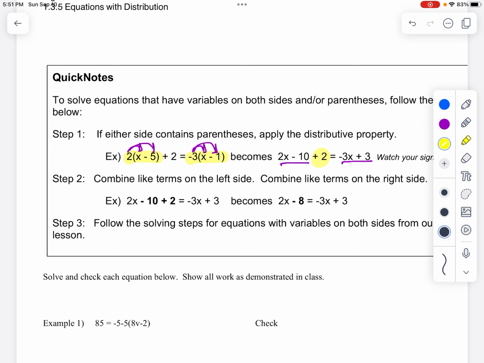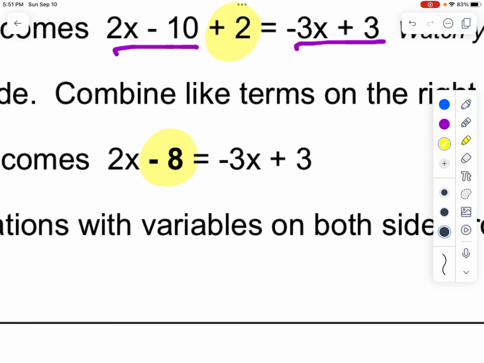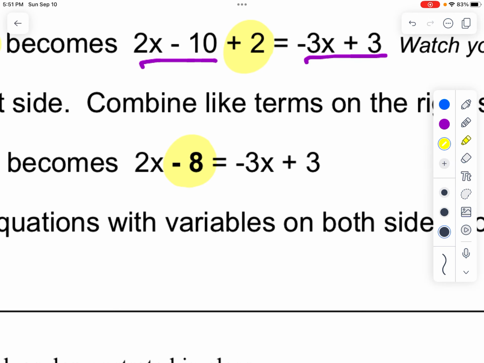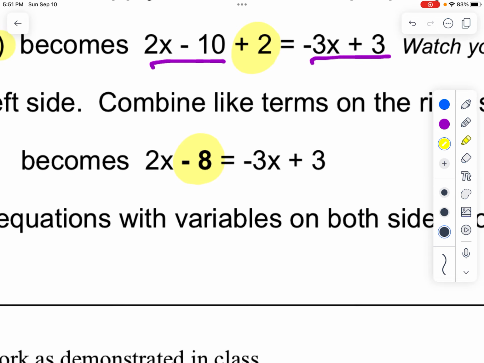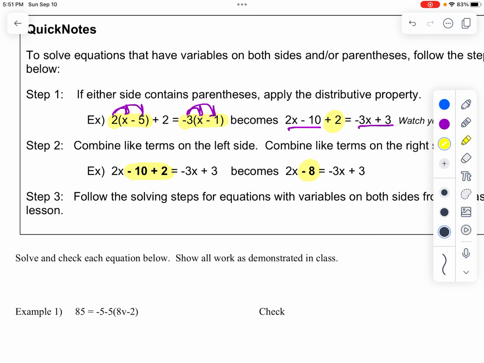So after we distribute, we move on to step 2. It says combine like terms on the left side. So now we're going to deal with those two constants, which are like terms, and we're going to combine them to make negative 8. So now we have 2x minus 8 equals negative 3x plus 3. And now this is just like the examples we saw just a moment ago on the previous handout. So step 3 says follow the steps for solving that we were using in the previous lesson. And that one involved things like moving the variable term with the lesser coefficient and continuing to get x by itself by undoing the order of operations. So I'll demonstrate a few of these.